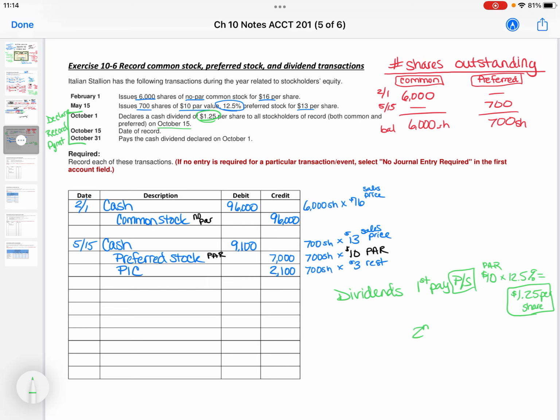And then second, we'll pay common stock. And they already told us the amount is just going to be $1.25. It's the same amount, but it has to be a given amount. So this amount is either given or it's the rest of a full amount, or whatever it is. Okay, so that's where I get my $1.25. So I want to make sure we understood that.